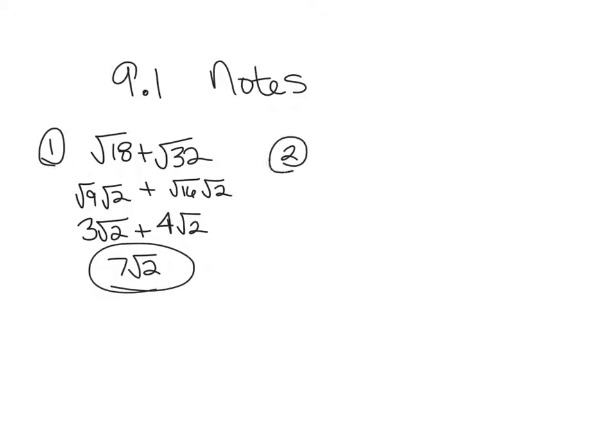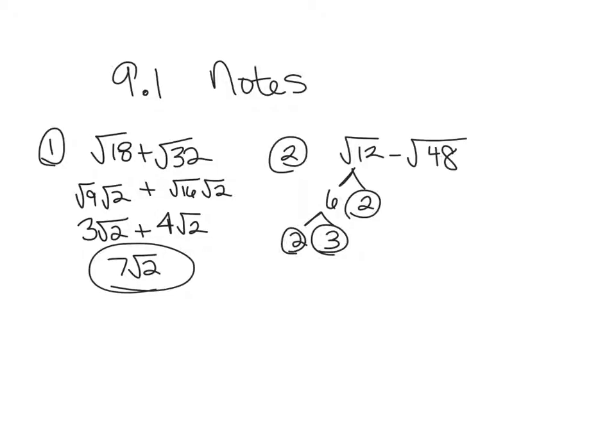Number 2 for the notes. We have square root of 12 minus the square root of 48. So the other way to do this, I said there was a couple different ways, is we can do the factor tree. So you can say, okay, 12 is 6 times 2, and then this is 2 times 3, and here are all your prime numbers. So when you think the square root of 12, you have 2 times 2 times 3. Well, these are a pair, so they can come out as 1, 2, and you have radical 3 left over.